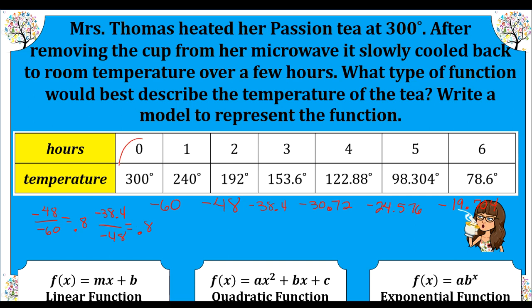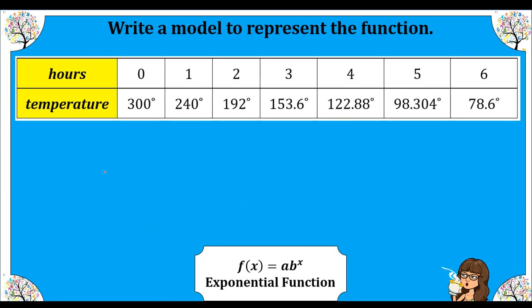And because we're writing our exponential equations in f of x equals a times b to the x, you can see our a value is going to be that y-intercept. So this is going to be the a value, and then this is decreasing each time by 0.8. So when we write that all together, we start at 300 degrees, and we're going down 20% each hour in temperature.